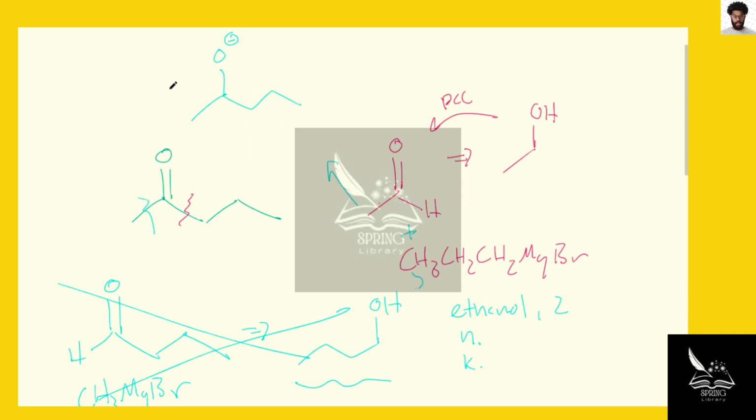And then the final step would be we need to turn this from an alkoxide into a ketone, right? And we could do that with chromic acid, right? So CrO3 will both protonate and oxidize our final to our final product, right?